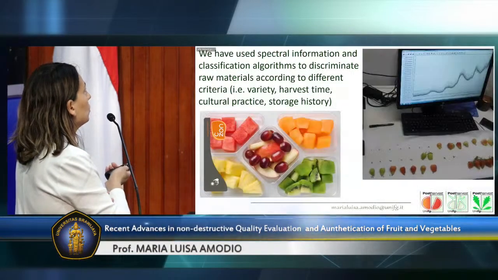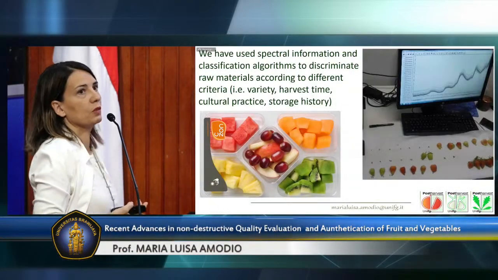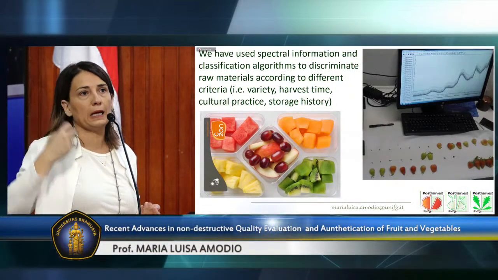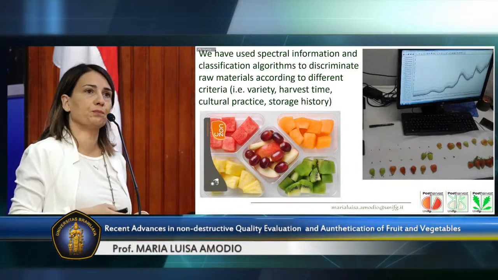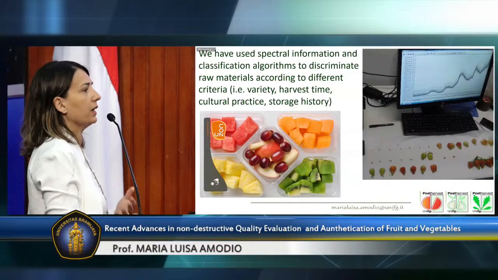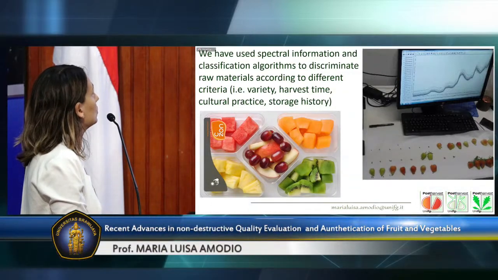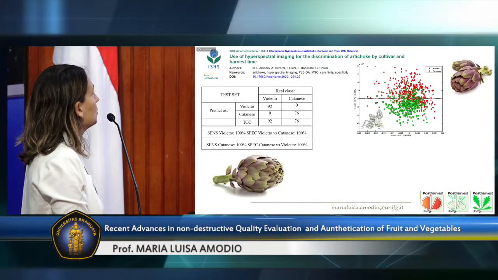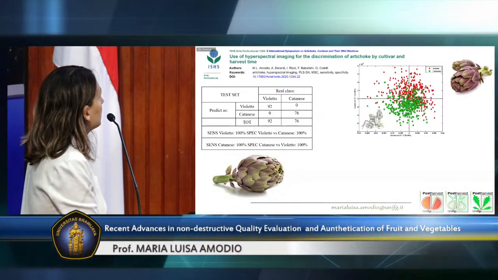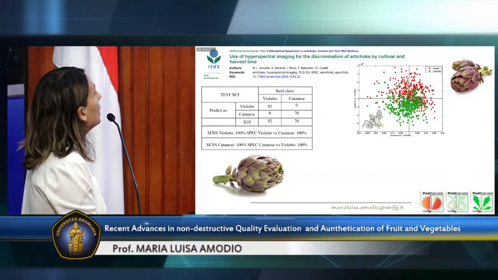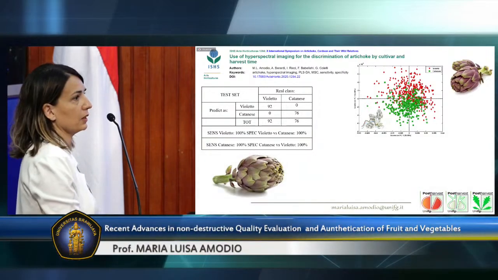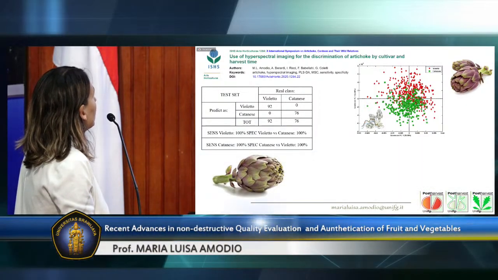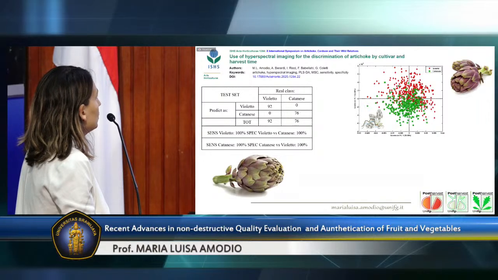What else can we do? We also used this technique as an authentication tool, as a way to discriminate products according, for instance, to varieties, time of harvest, but also cultural practices. In this case, I'm showing you the discrimination of 2 cultivars of artichokes. One of these has become in the last years also a protected origin variety, and we discriminated the two varieties 100%.